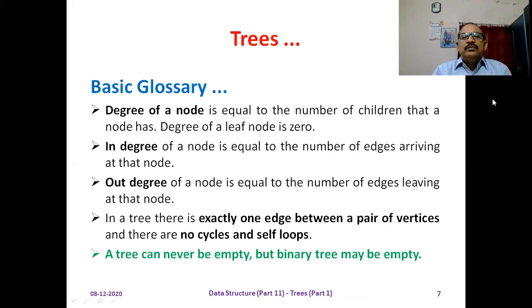Degree of a node. Degree of a node is equal to the number of children that a node has. So degree of a leaf node is 0. In a tree, there is exactly one edge between a pair of vertices, and there are no cycles and self loops. A tree can never be empty, but a binary tree may be empty.